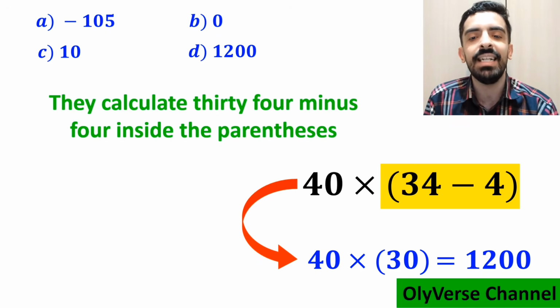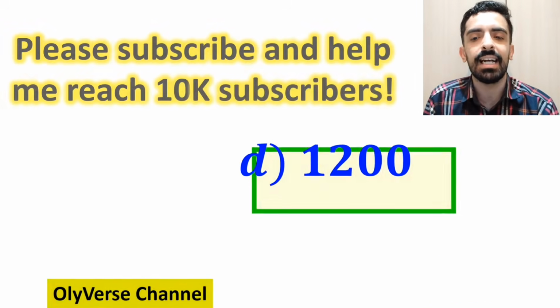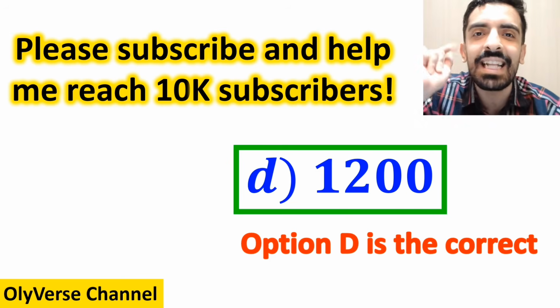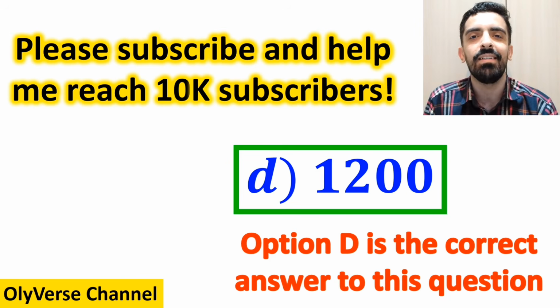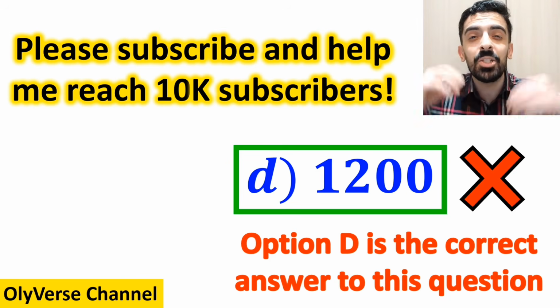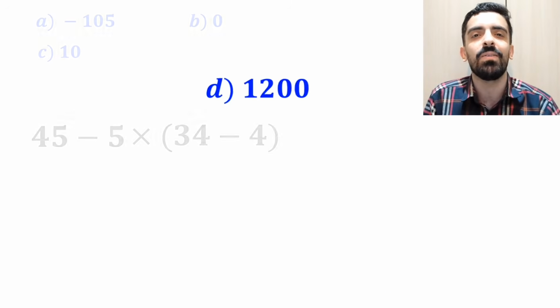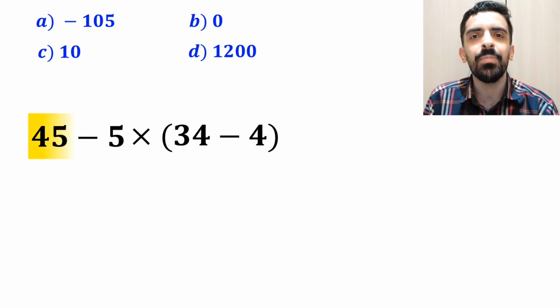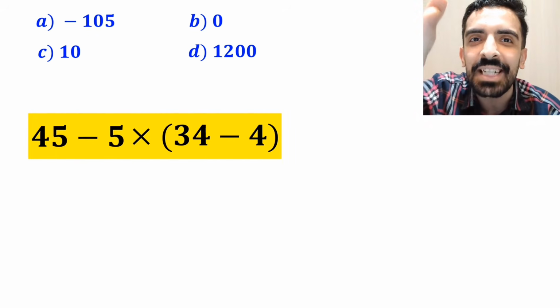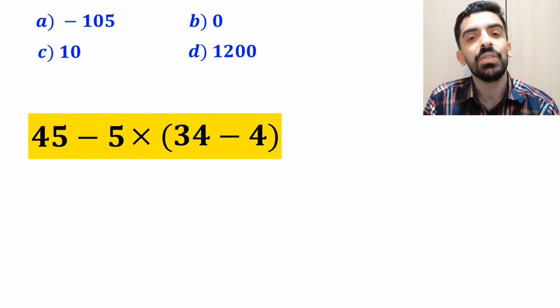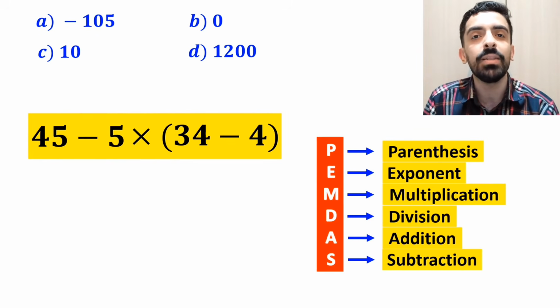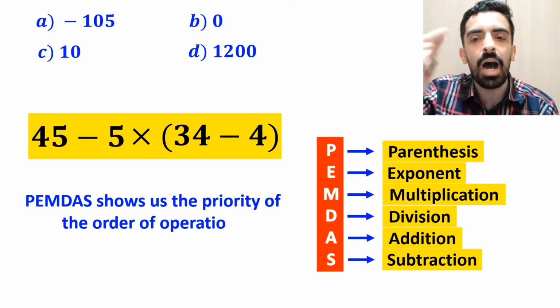Then, without any hesitation, they quickly say that option D is the correct answer to this question. However, this answer is absolutely wrong. Alright, now let me walk you through step by step how to solve this expression properly. To solve this question, we need to follow a rule that is called PEMDAS. PEMDAS shows us the priority of the order of operations.